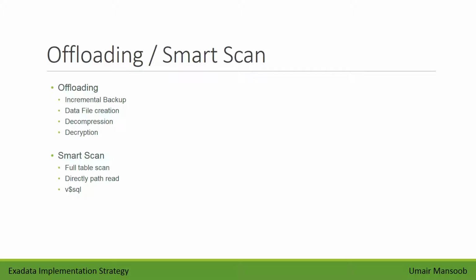Exadata extreme performance is achieved through offloading and Smart Scan. Offloading means some Oracle processes are offloaded to Exadata storage nodes. Oracle processes that can be offloaded to storage nodes are incremental backups, data file creation, decompression, and decryption.